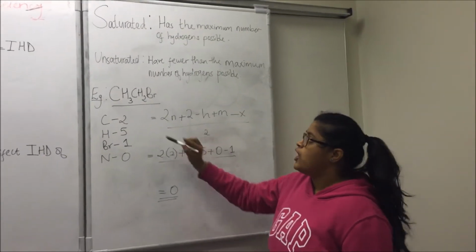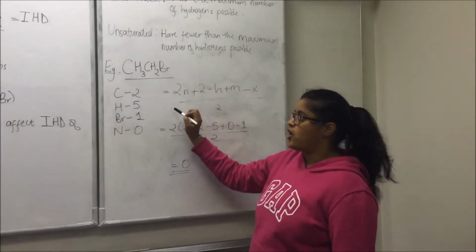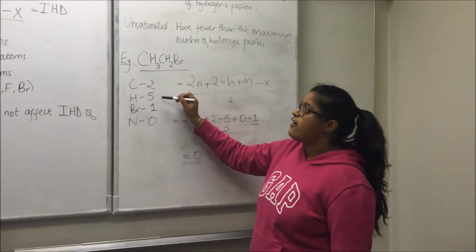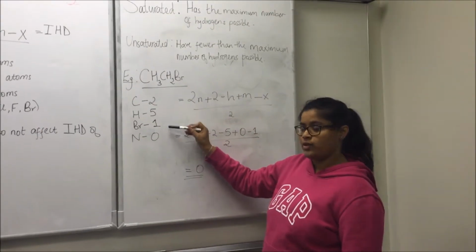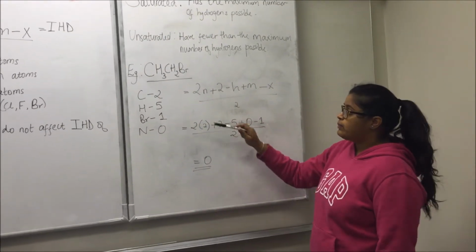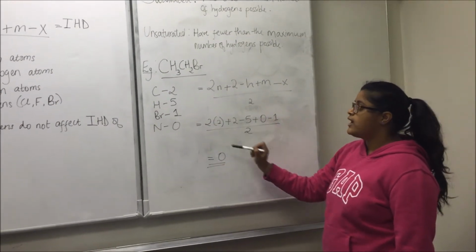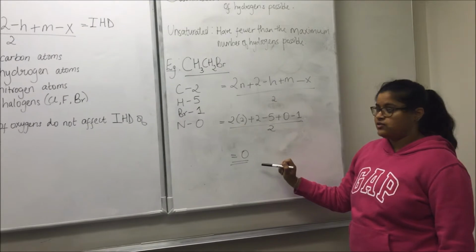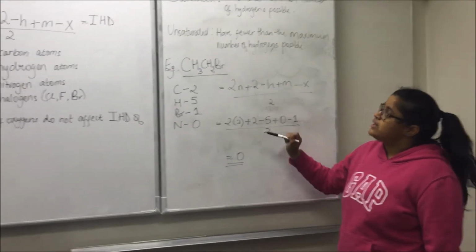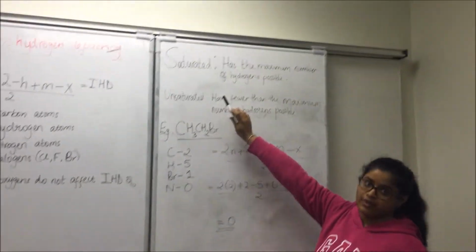If we take an example of CH3CH2Br, we can see there are 2 carbons, 5 hydrogens, 1 bromine, and no nitrogens. If we plug that into the index of hydrogen deficiency formula and calculate it, we get a hydrogen deficiency of 0. That means that the molecule we have here is a saturated molecule.